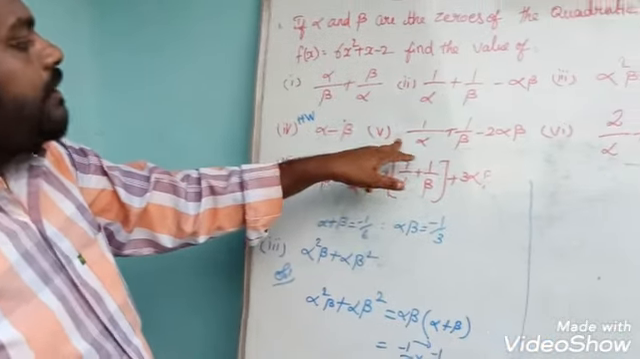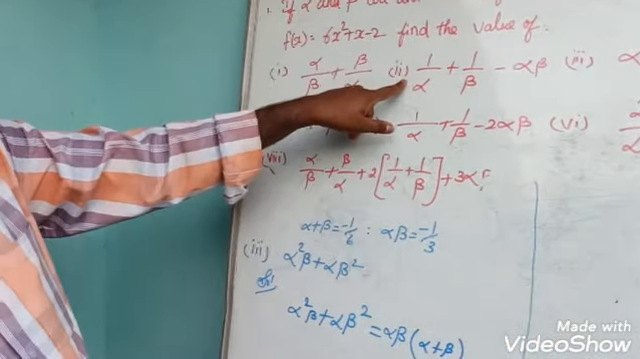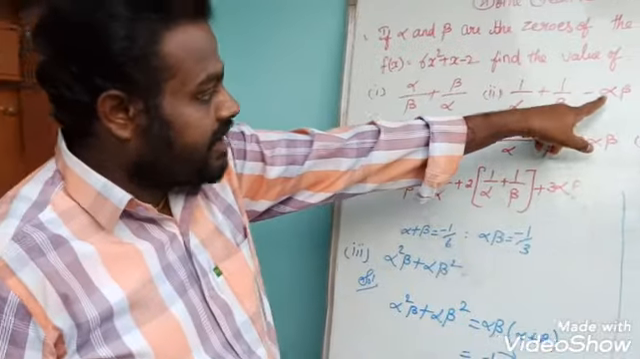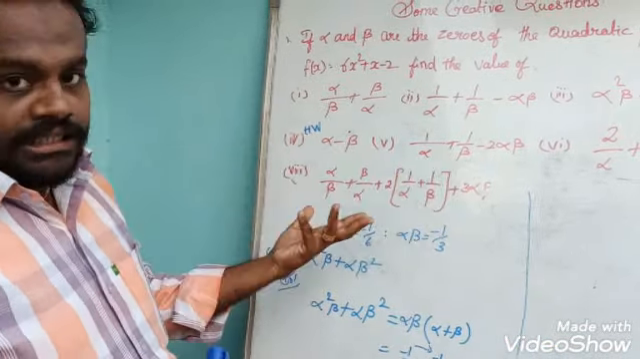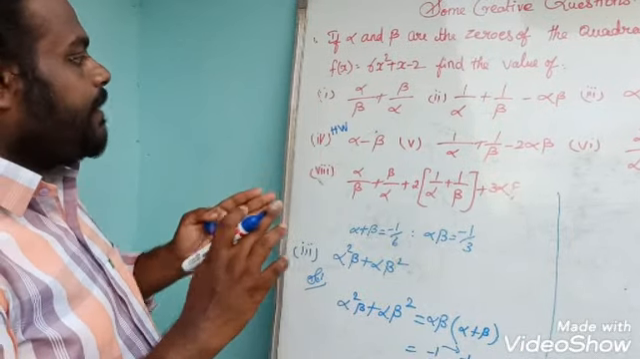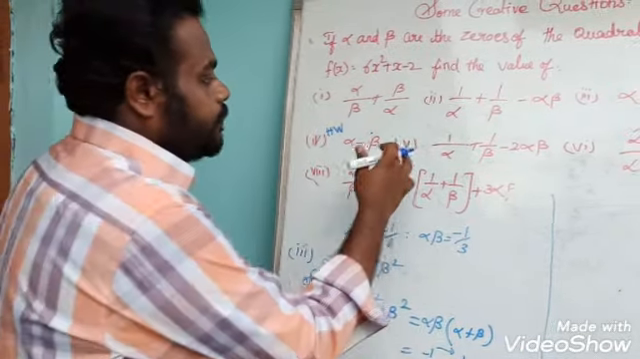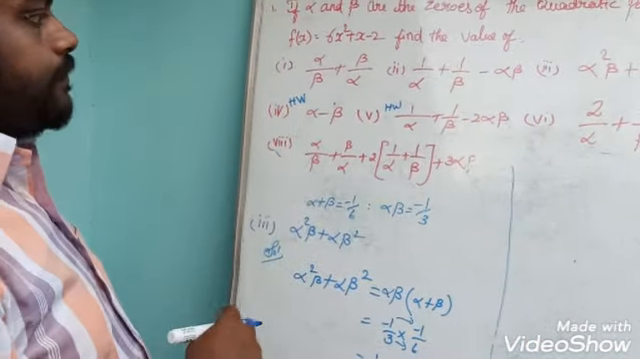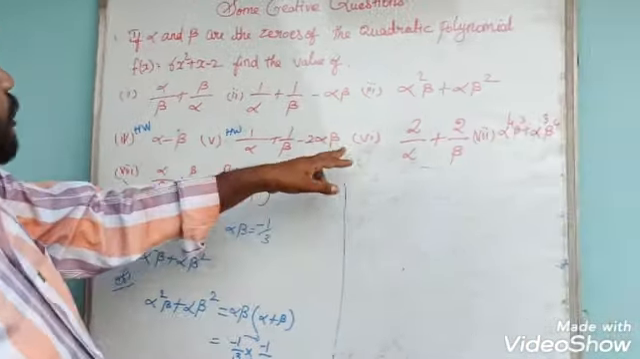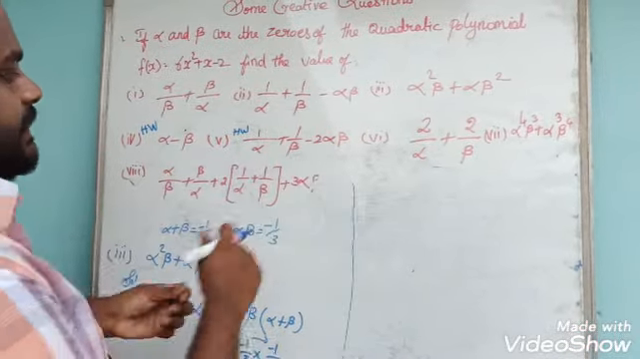And question number 5 is equal to question number 2. Only the difference here is minus alpha beta is there, with the product of 2. Remaining nothing will change. So just compare with question number 2 and do the fifth one as homework. And next we move on to question number 6.